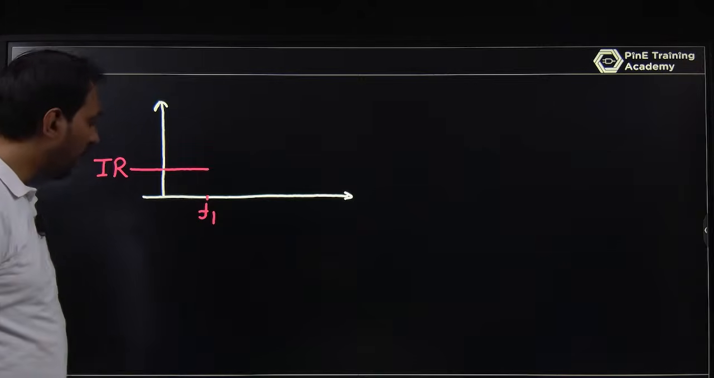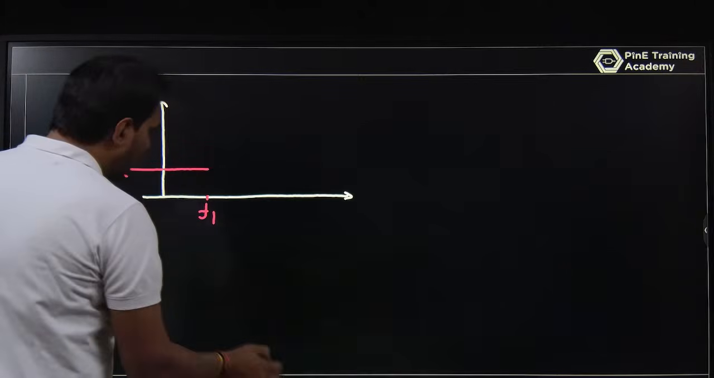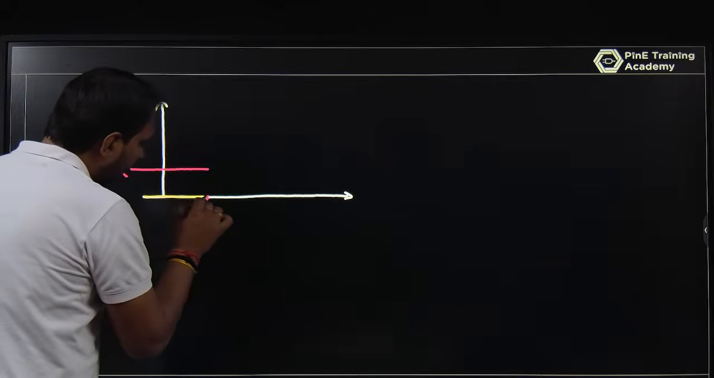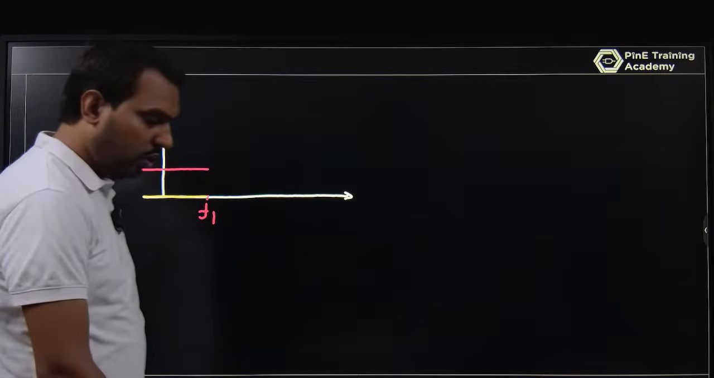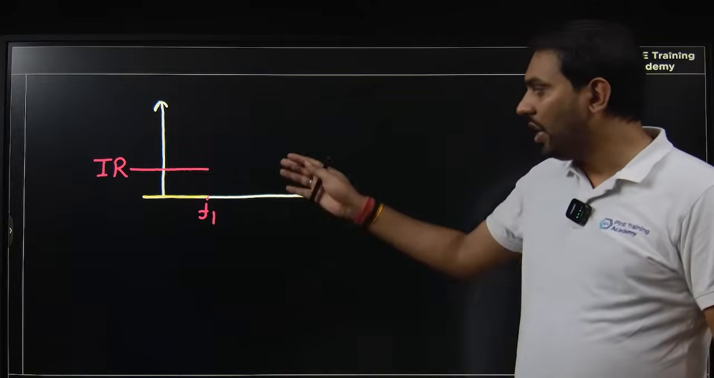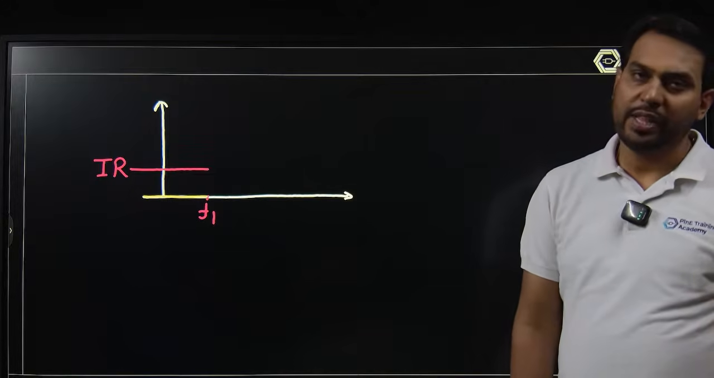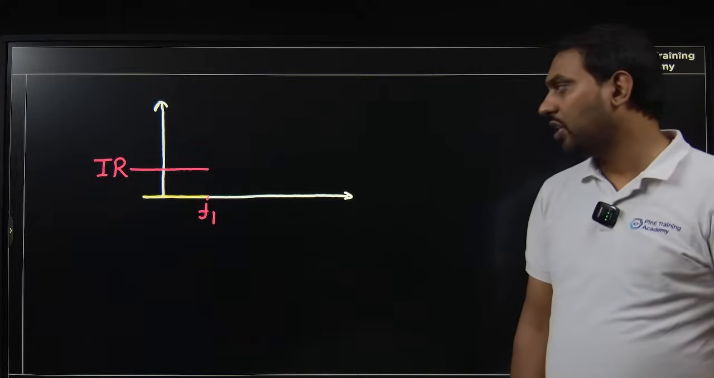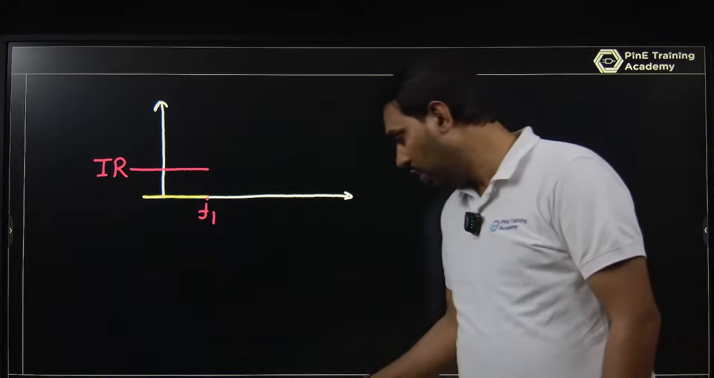VR is I into R, and if you talk about VC, it is 0 before T1. So before T1 the voltage across the resistance is I into R, and the capacitor voltage is 0 only, because there is no current through a capacitor.